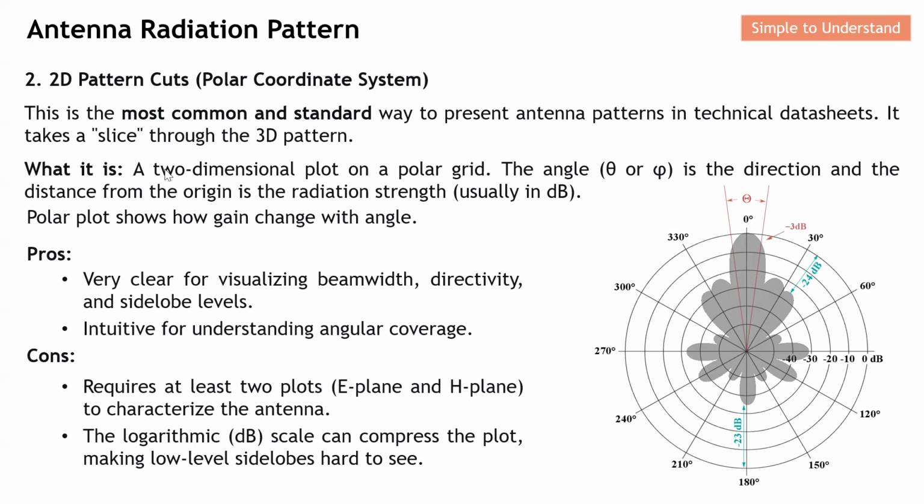So what is all this about? This is a two-dimensional plot on a polar grid. Polar grid means it is in degrees, as you can see here. The angle, the beta or the alpha, the beta or the gamma, is the direction, and the distance from the origin is the radiation strength, usually in dB. This graph shows either the beta or gamma, and from here you will be able to know the gain at a certain direction.